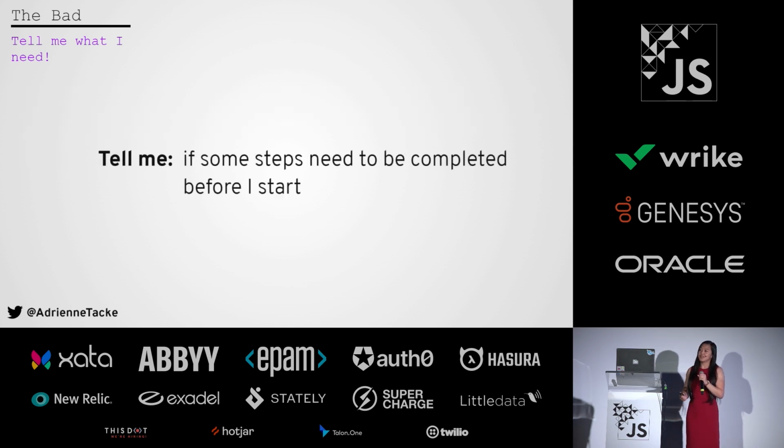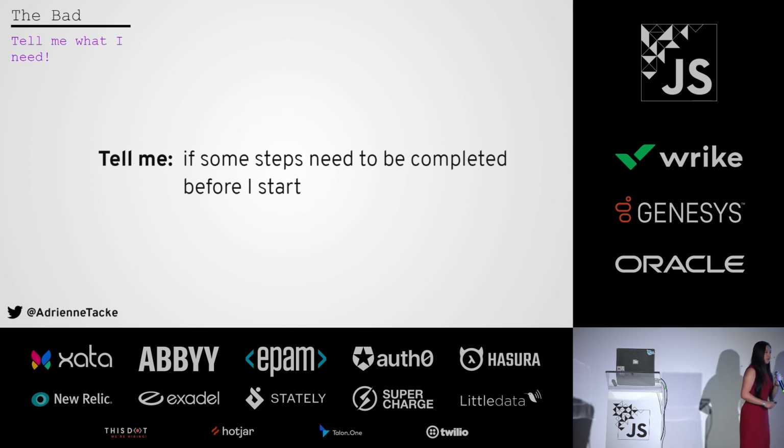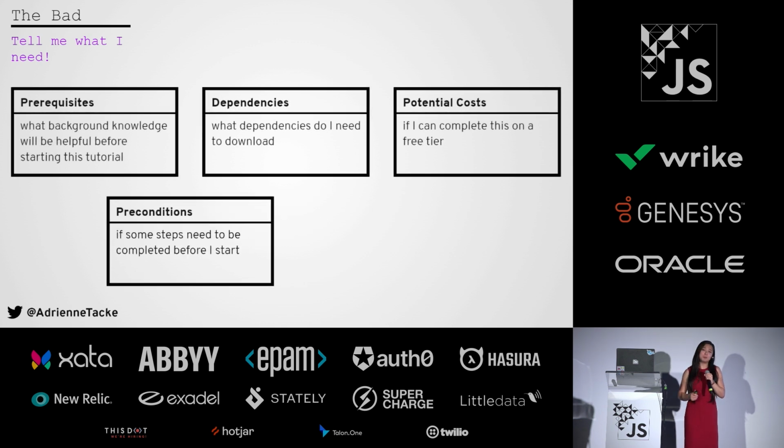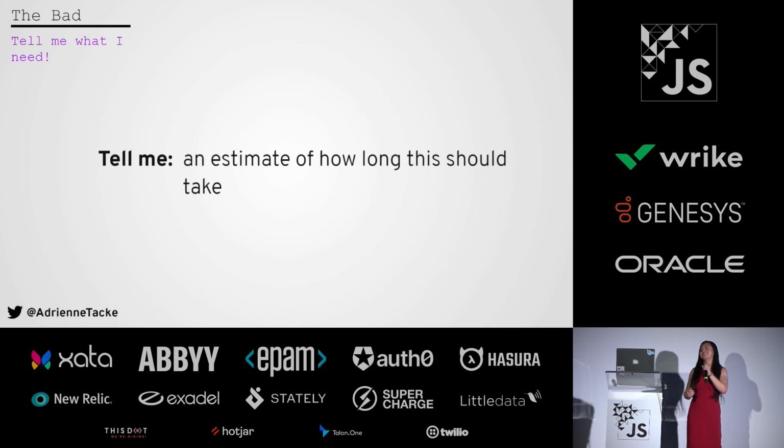Tell me if there are some steps that need to be completed before I start. Sometimes before, in the days of Babel, we needed to transpile things, and then we can move on with our lives. Tell me those kinds of steps. Tell me things that need to be done beforehand. Tell me the preconditions that are needed as part of this tutorial. And finally, tell me an estimate of how long this should take.